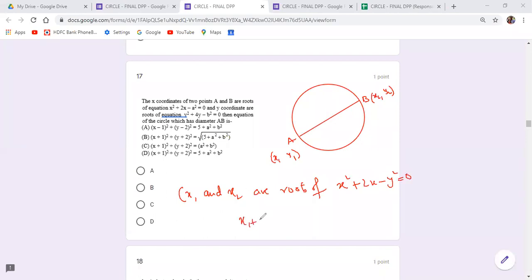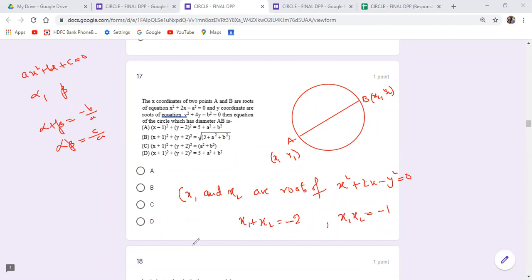How much will be x1 plus x2? Sum of the roots. And what will be x1 into x2? Product of the roots. Do you know this? What is the formula for the sum of the roots? Minus b. See, if alpha and beta are the roots of ax square plus bx plus c equal to 0, alpha plus beta is minus b by a and alpha into beta is c by a. Here b is 2, so minus b by a is minus 2, and c by a is minus a square. Okay. Then what does the next question say?